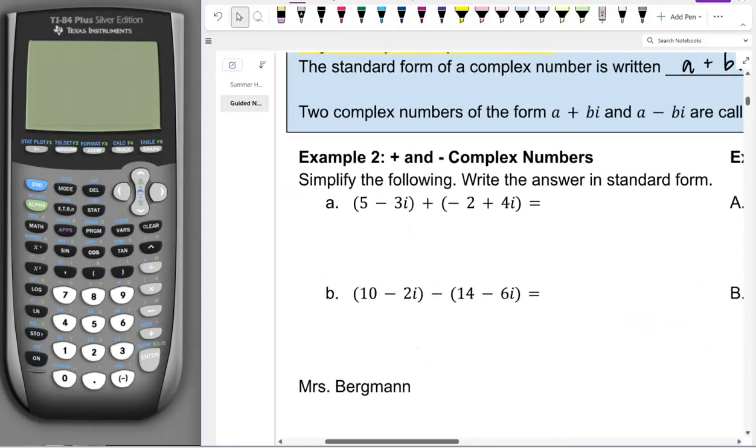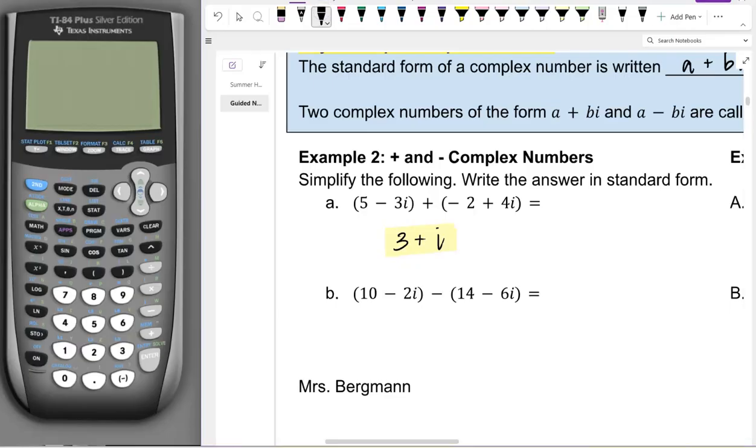We're going to work on adding and subtracting complex numbers. It says simplify the following and write the answer in standard form. Adding is really simple because you're just going to combine the real number part. So 5 plus negative 2, which makes 3. And you're going to combine negative 3i plus 4i. That makes 1i. Just like with a variable, you don't write 1x, you're not going to write 1i. You're just going to put i. And then it's already in the right form. The real number comes first, the imaginary comes second. So that's your final answer, 3 plus i.